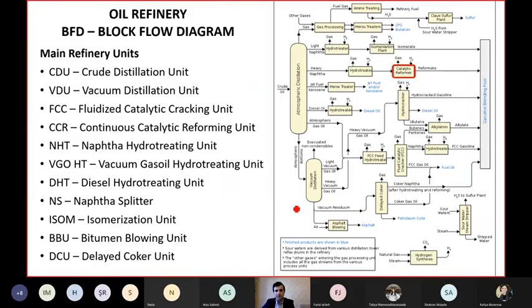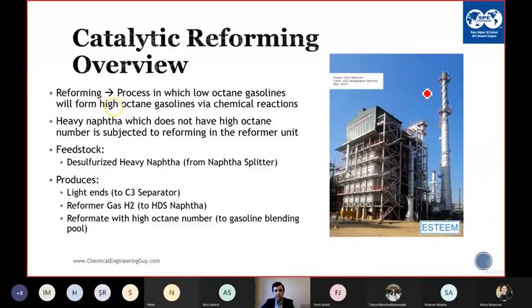So this was about the FCC. Now we have the catalytic reformer. So the vacuum distillation, we said that if we don't have a hydrocracker, this is also sent here to the FCC. Then the FCC, but we have the heavy naphtha. Heavy naphtha is sent to the hydrotreater, and the hydrotreated heavy naphtha is sent to the catalytic reformer to produce the reformate. Why? Because the reformate has an octane number of 95 to 100. The reforming is a process in which the low octane gasolines will form high octane gasolines via chemical reactions.